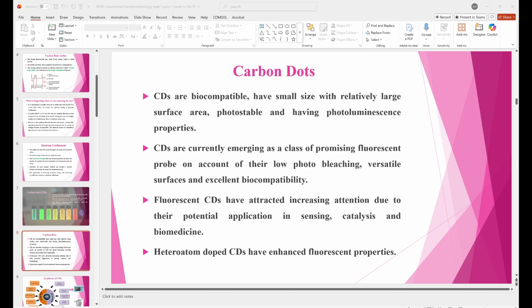So with carbon dots, you basically coat the carbon dot with a material. Have you heard of the FRET phenomenon? F-R-E-T, FRET.